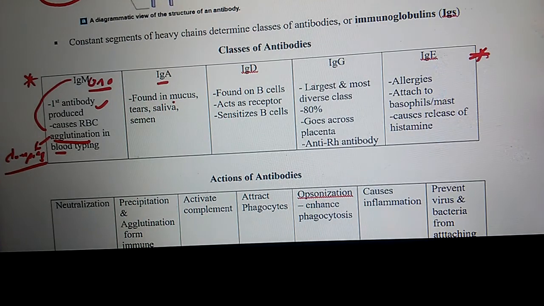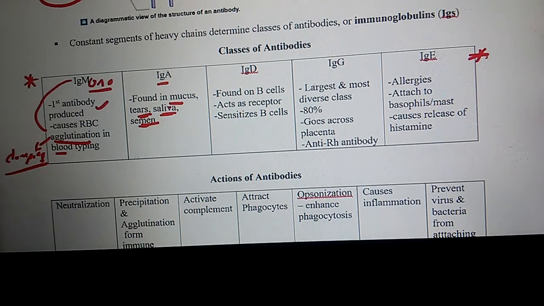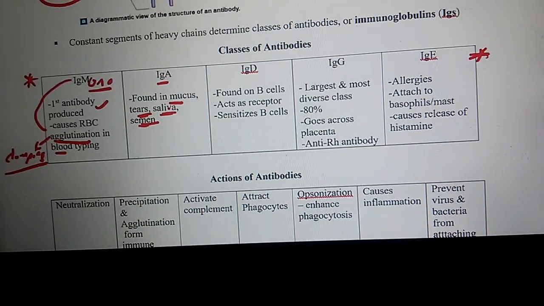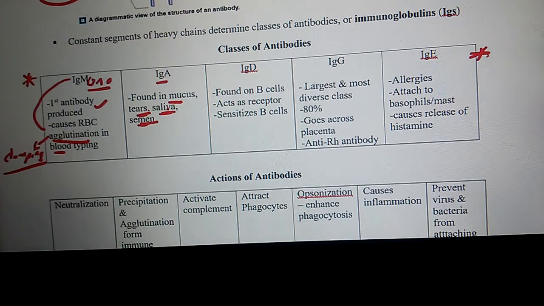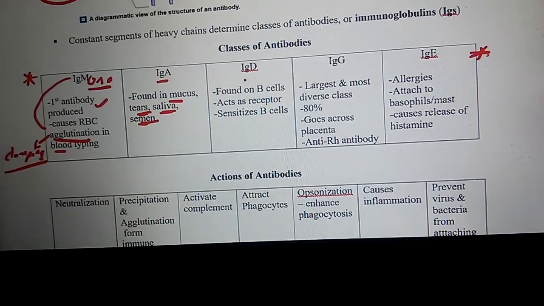IgA is found in what? Mucus, tears, saliva, and semen. What's the first antibody to be produced? IgM. Where do you find IgA? Mucus, tears, saliva, and semen.